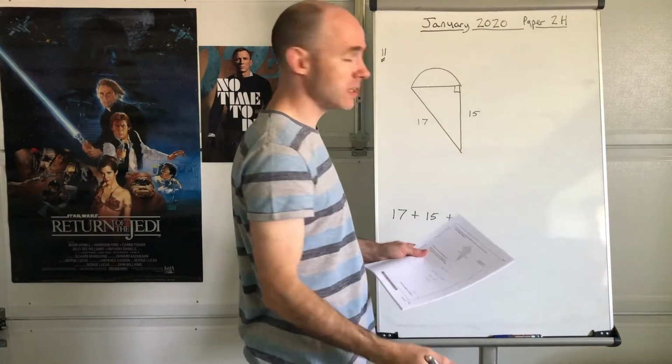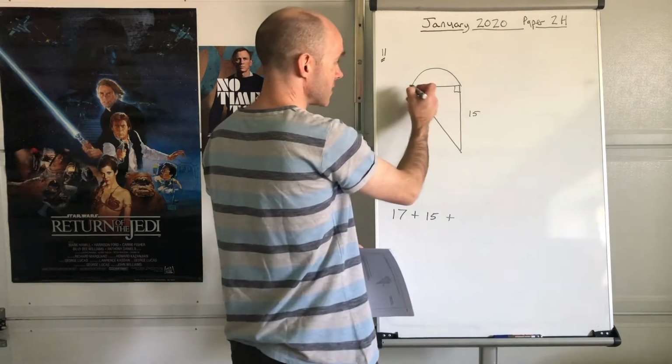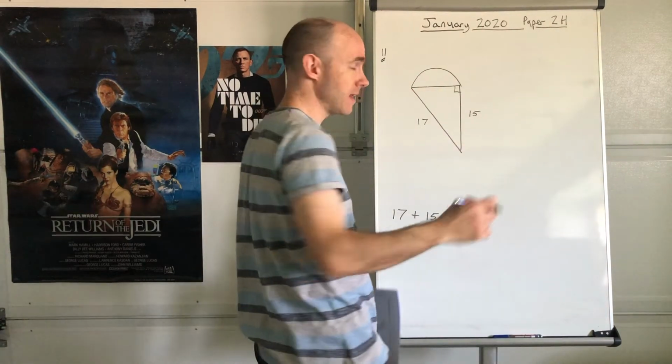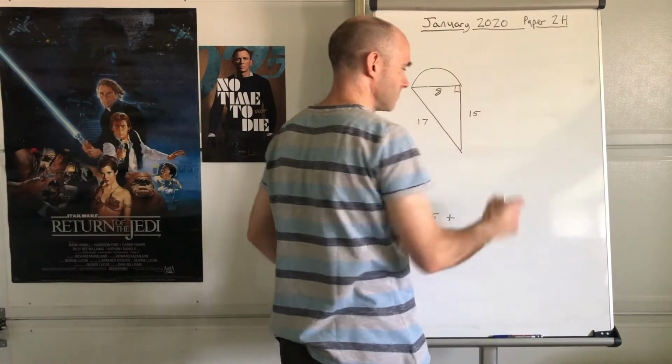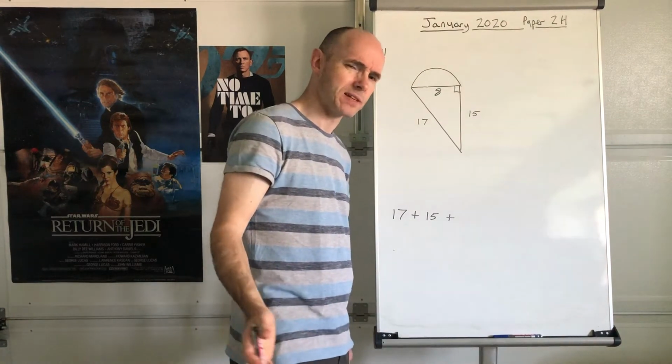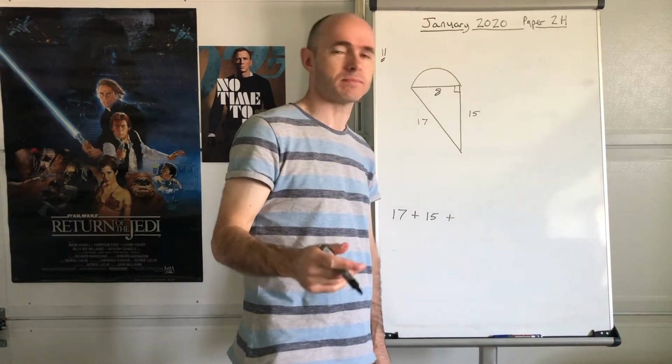To do that you need the radius or diameter. So you need to have this length here, and I'm just going to tell you that that length is obviously 8. Now you might think, why is it obviously 8? Maybe you used Pythagoras' theorem to do it. I hope you did.